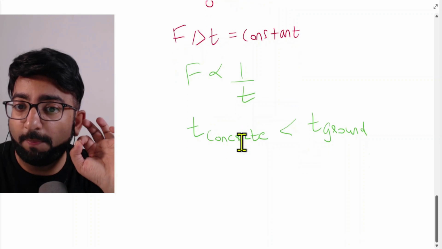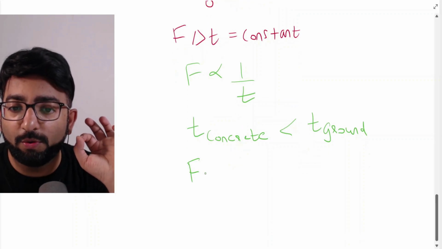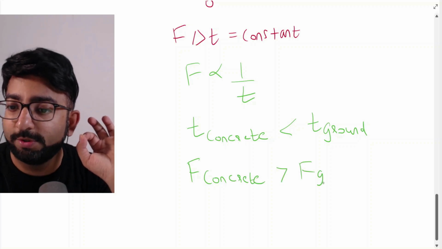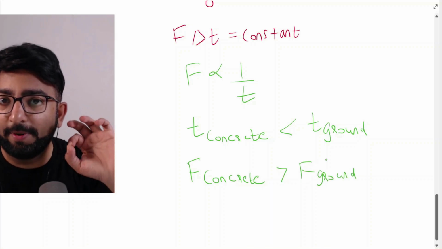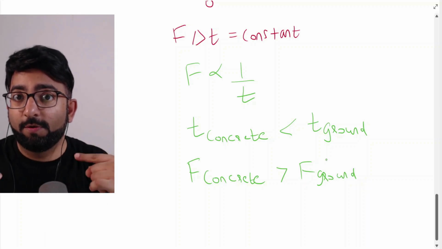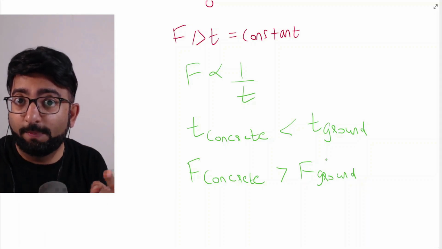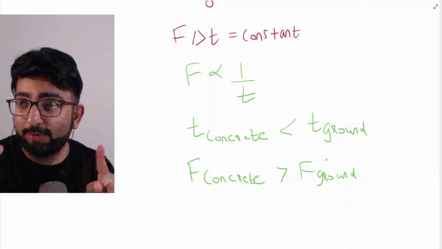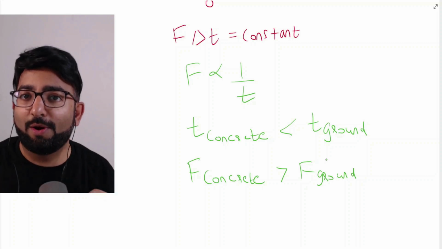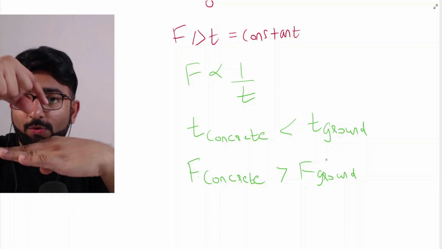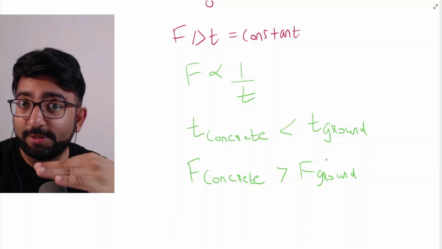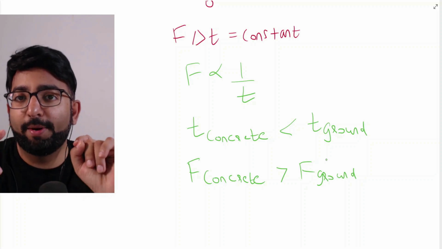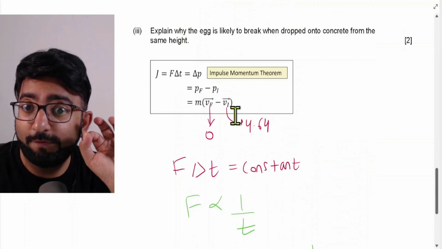Since force is inversely proportional to time, we can now deduce that the force in case of concrete will be greater than the force in case of ground. So let me repeat. According to this deduction, the force which the egg experiences because of concrete will be much larger as compared to the force which is acting on the egg due to the ground. That is why when an egg hits a concrete surface, because the force is large, it is much more likely to break as compared to the ground. And that's how we solve this question.